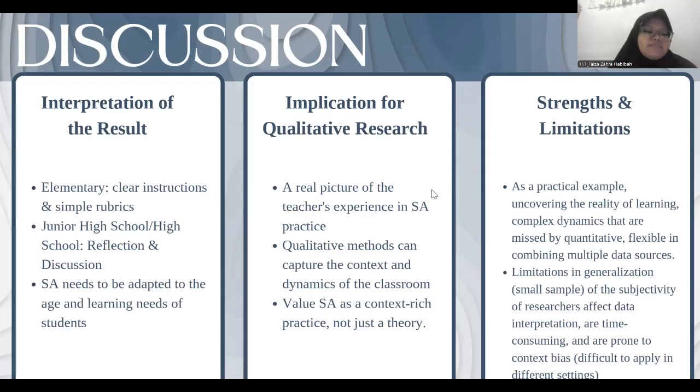And next, the implication for qualitative research. This study gives us a real picture of how teachers actually use self-assessment in their classrooms. It also shows that qualitative methods are powerful because they can capture the classroom context and dynamics that quantitative can't explain. So self-assessment is not just a theory; it's a rich practical practice shaped by context.